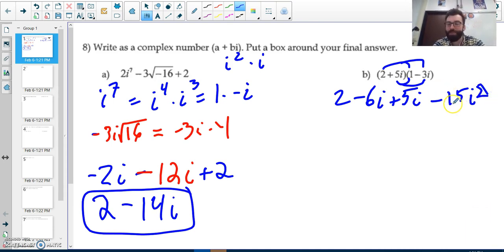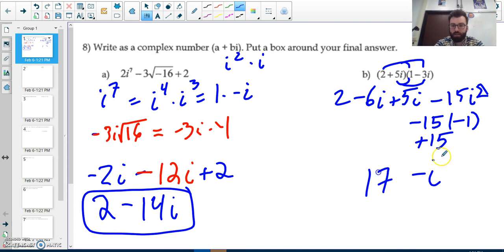All right, so minus 15i squared. Okay, so now I have negative 6i and 5i, which gives me negative i. All right, I have 2. Negative 15i squared is negative 15 times i squared, which is times negative 1, right? i squared is negative 1, so really it's positive 15, which makes this 17, because 2 plus 15 gave me 17.